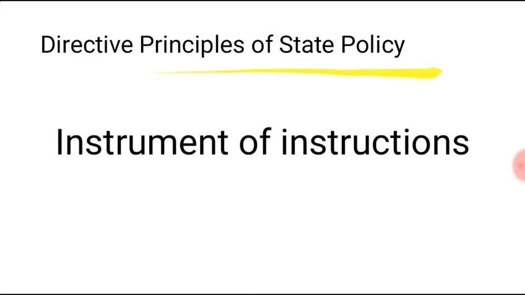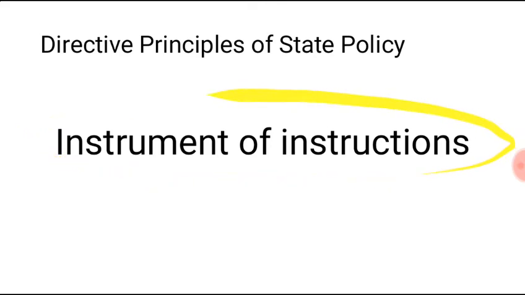The directive principles of state policy, according to Dr. B.R. Ambedkar, are like the instrument of instructions. What were the instrument of instructions? These instruments of instructions were present in the Government of India Act 1935, and they were the instructions from the British government to the executive. That is, they were the instructions to Governor General and the governors.